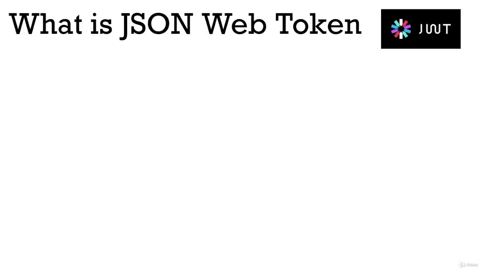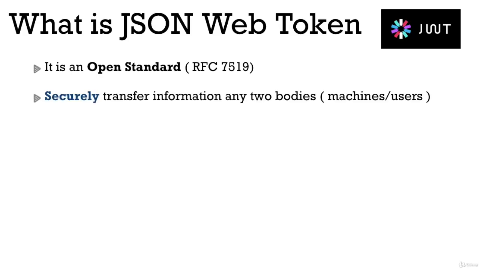So JSON Web Token is an open source standard. That means anyone can use it and they can make their contribution to make it simpler and more secure, in order to exchange information between any two bodies. When we say any two bodies, that means bodies can be machines, two users, two systems, or any two bodies, and the information will always be secure.